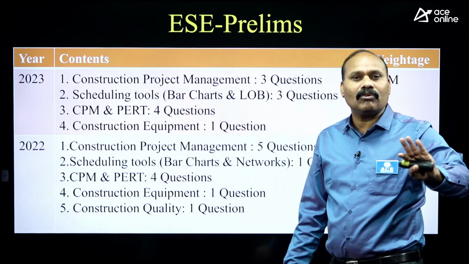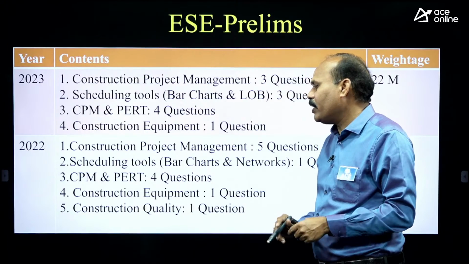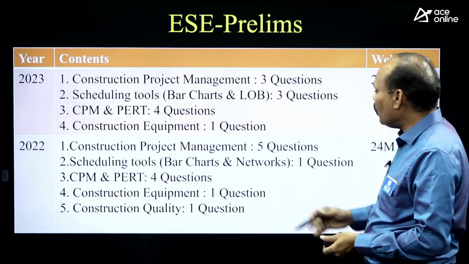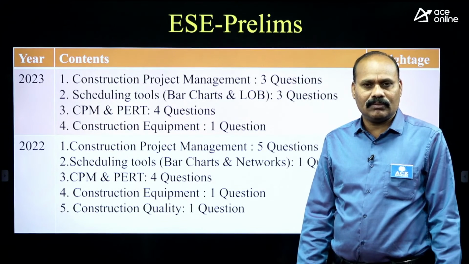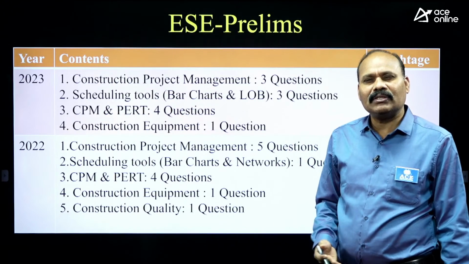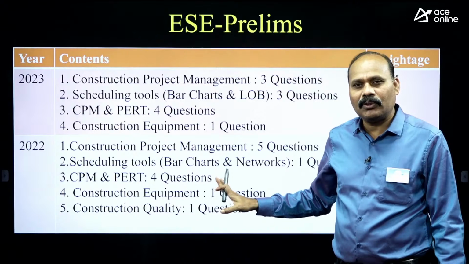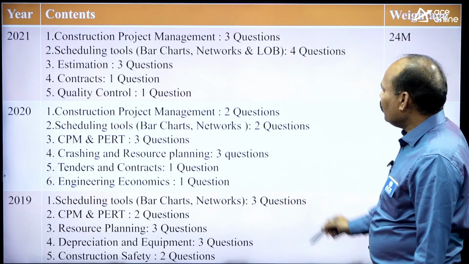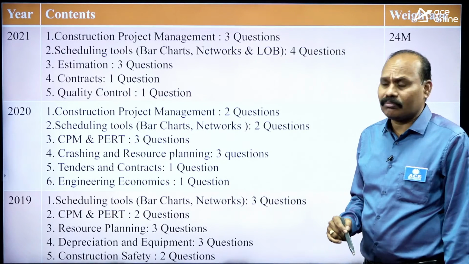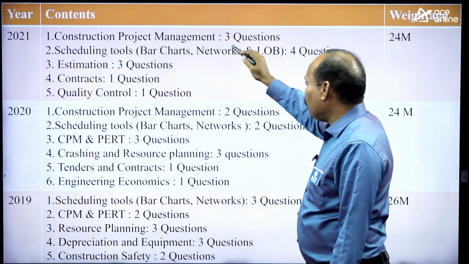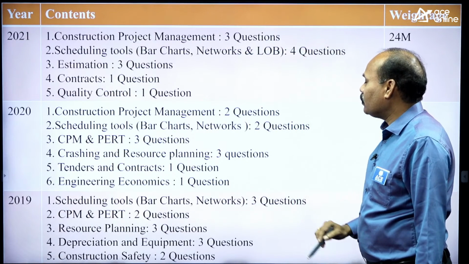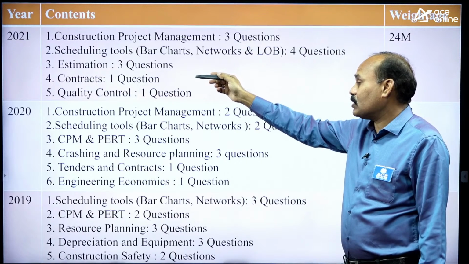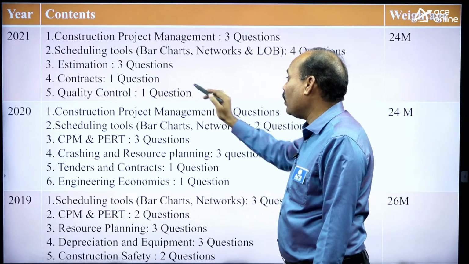Suppose you are not focusing on quality, you may miss 1 question. So out of 12 questions, 8 to 9 questions you can manage. Out of 12, 8 to 9 means 80% you are able to manage in 2022. Suppose you take 2021, in a similar fashion. In 2021, out of 12 questions: construction management, general management related questions, 3 questions. Scheduling tools, 4 questions, like bar charts and network diagrams. Estimation and costing, 3 questions. Contracts, 1 question. Quality control, 1 question.